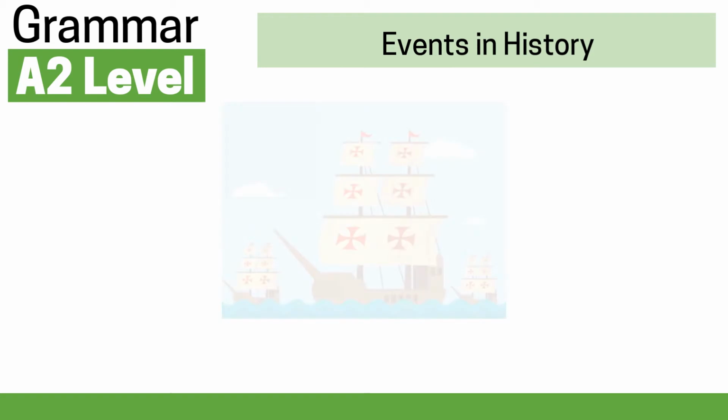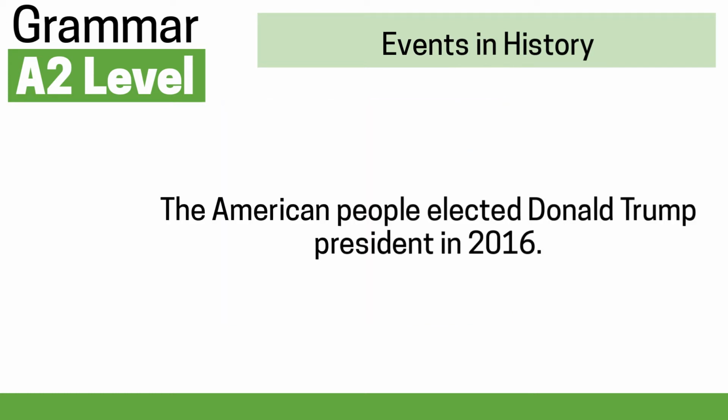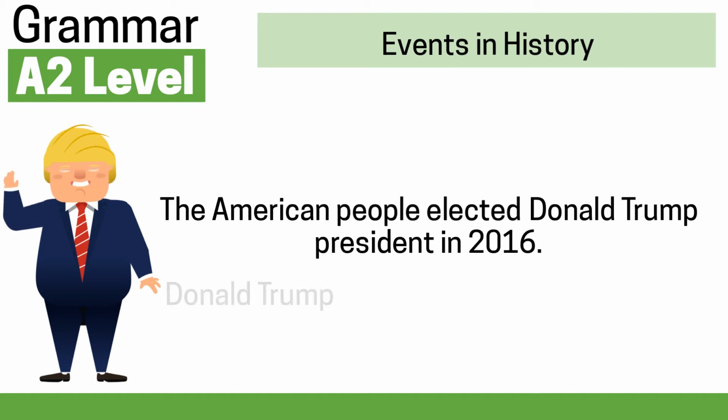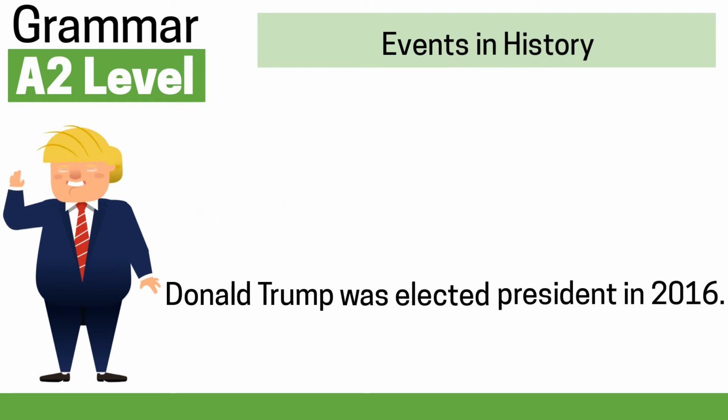However, for the past passive, we often use it for events in history. So the active sentence, the American people elected Donald Trump in 2016, changes to Donald Trump was elected president in 2016.